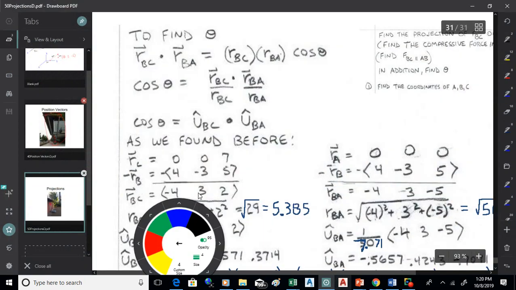All right, so do we have any questions on what we just covered there with position vectors?